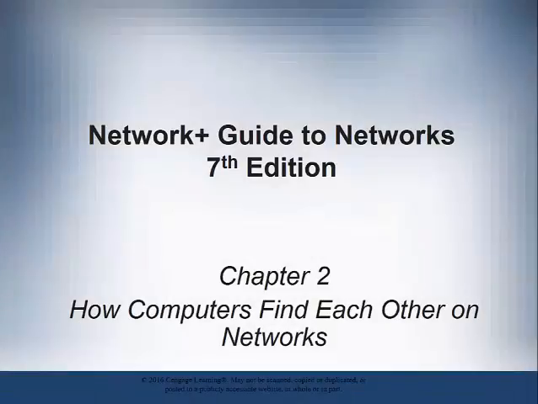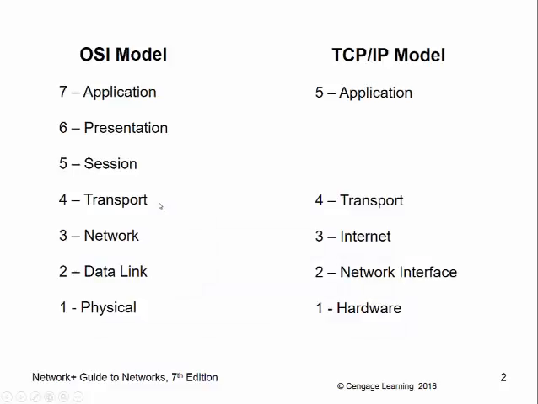Chapter 2, How Computers Find Each Other on Networks. If you recall, at the end of last week, or during last week's lecture, we introduced our two network models. We introduced the OSI network model and the TCP/IP model, and talked about how they're broken out into layers. And why the layers? Because each layer provides a specific purpose in the overall communications process.